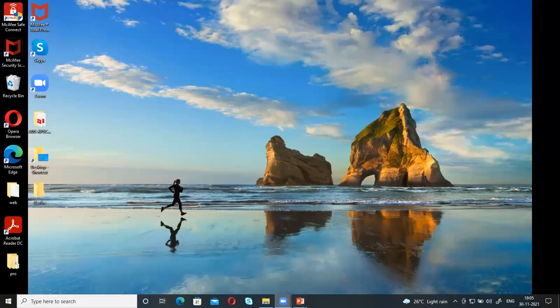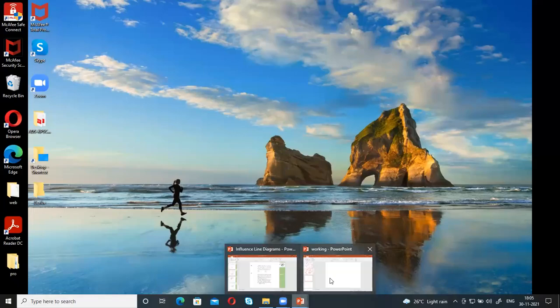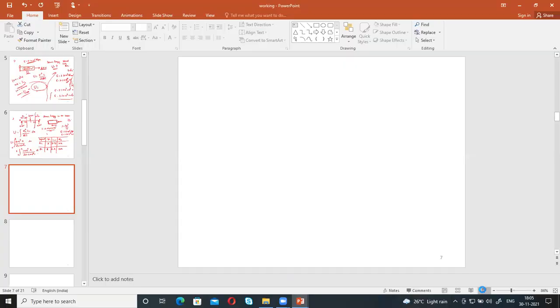So last class we discussed the influence line diagram. In this class, it's a continuation of the influence line diagram. In the previous class, we discussed how to solve influence lines for determinate structures, especially the cantilever beam and simply supported beam, when subjected to point load as well as uniformly distributed load. In this class, let me move on to the next very important topic.